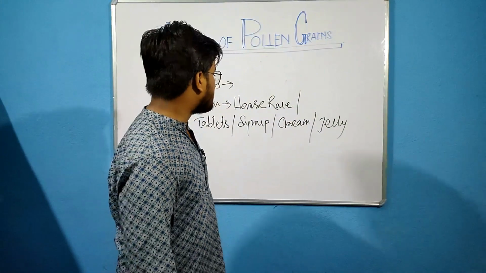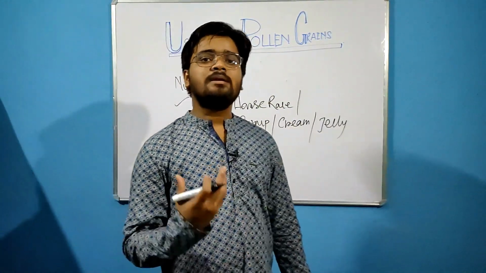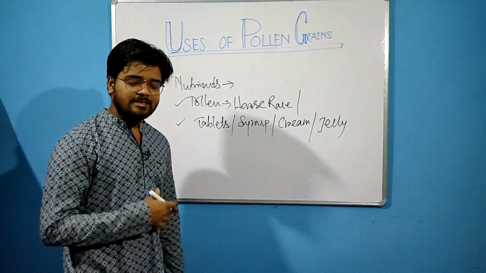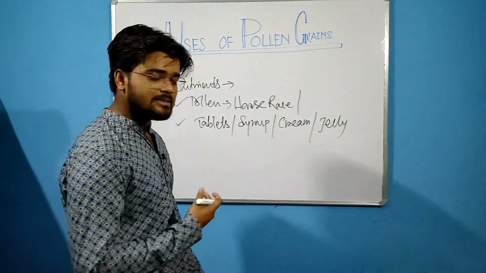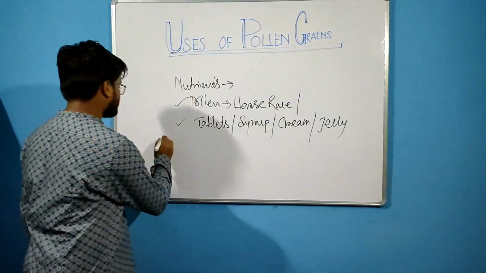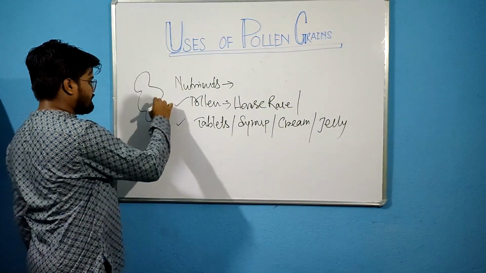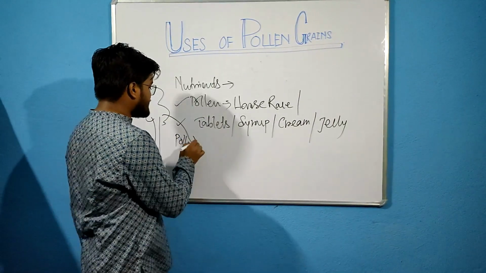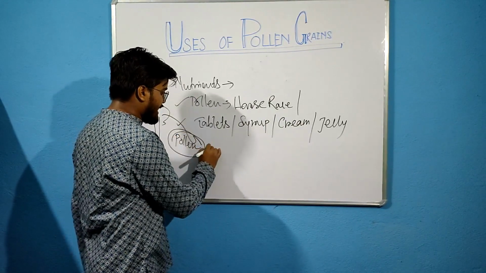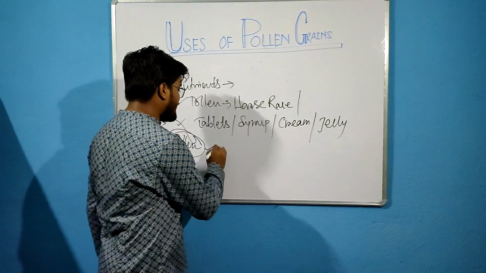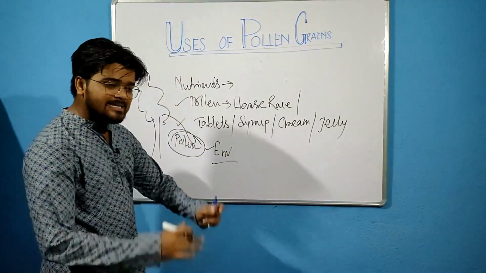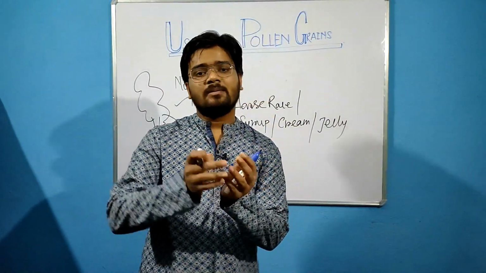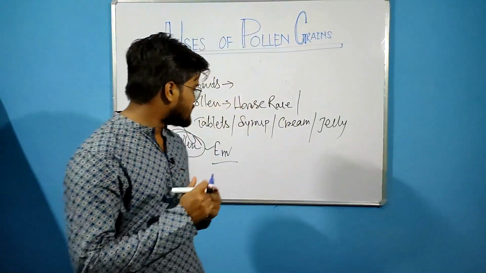Now, for how many days will the pollen grain be viable in the environment after its release? It also depends on a few factors. Viability means, suppose this is a plant and the pollen grain is released from this plant. After the release, for how many days will this pollen grain remain viable in the environment? Viable means for how long the pollen grain can potentially remain in the environment. It is very important for us to know this.